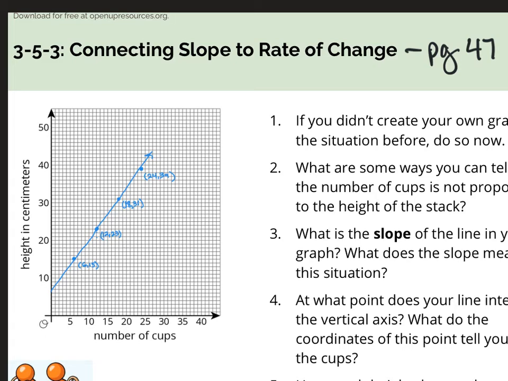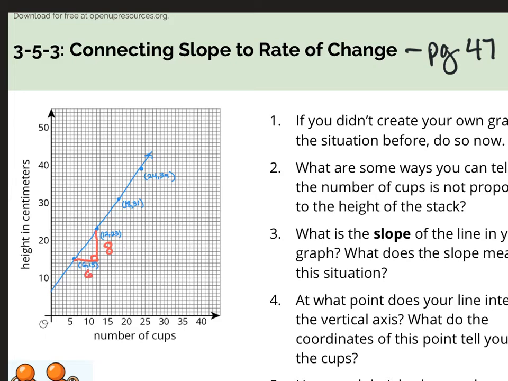Number 3, what is the slope of the line in your graph? What does the slope mean in this situation? Go ahead and pause right now and find the slope. So the way that I like to find the slope, we have a lot of points on here, and I like to make a slope triangle in between 2 points, right? And I like to find my vertical and my horizontal on that slope triangle itself. So my vertical would be 23 minus 15, that is 8. My horizontal is 12 minus 6, which is 6.